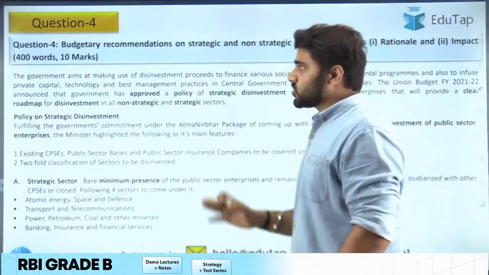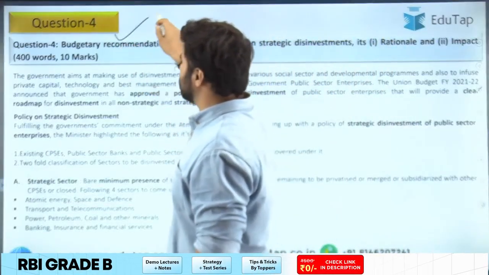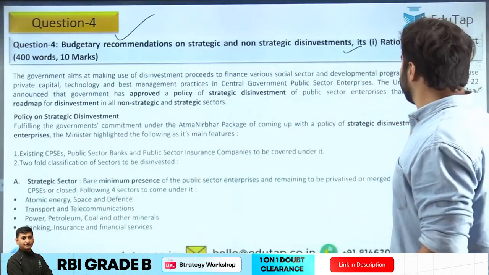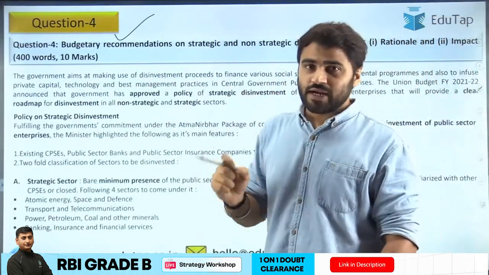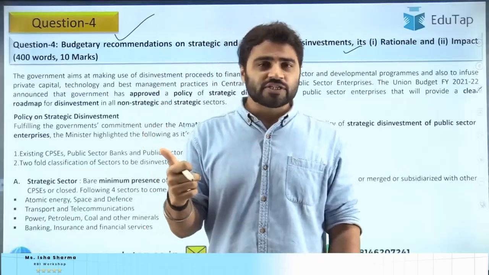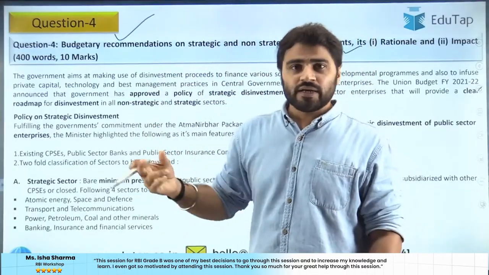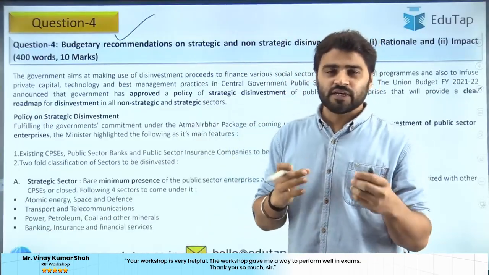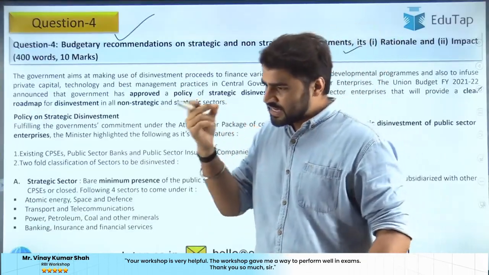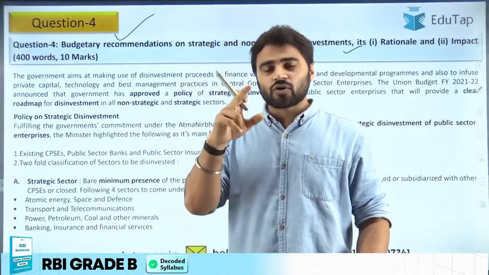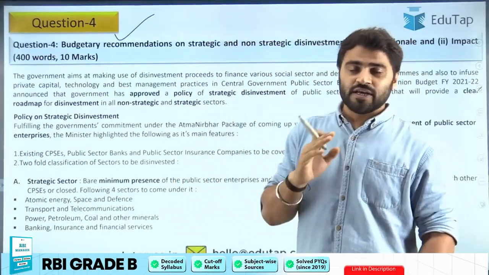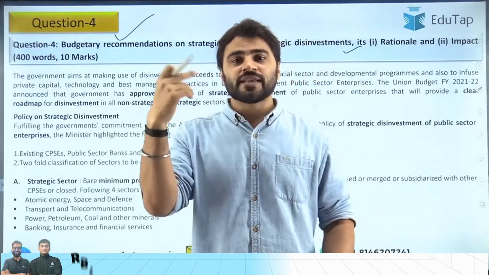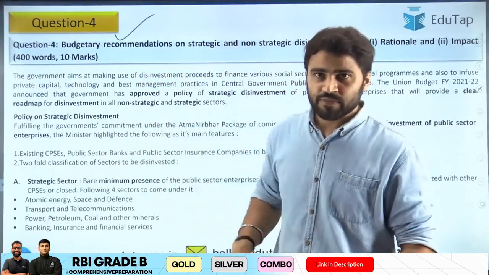Now friends, if we talk about question number 4, so question number 4 is about budgetary recommendations on strategic and non-strategic disinvestments, its rationale and the impact. So guys, I have told you earlier that recommendations of Finance Commission, budget document, economic survey, these all are very important document. If we talk about economic survey and budget, so they are mostly, you can say, confined to that particular year only. But if we talk about the recommendations of the Finance Commission, so that is relevant till the period of 5 years, until the next recommendations by the next Finance Commission is announced, right? So I hope you are getting.